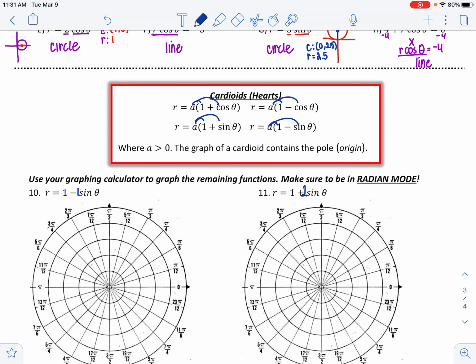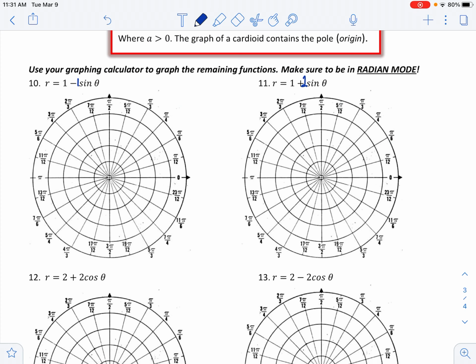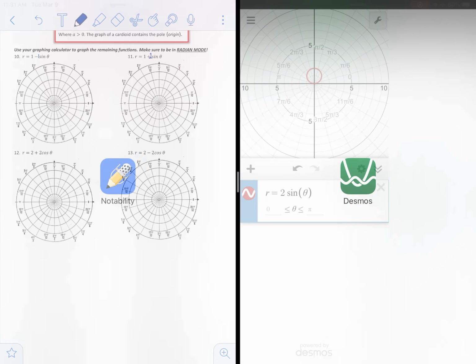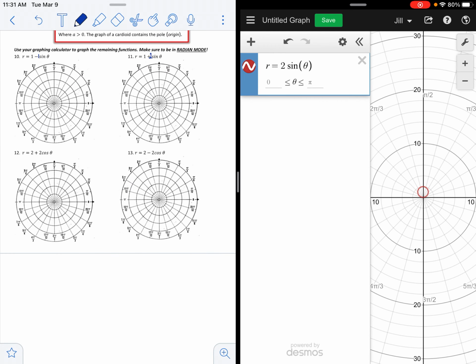Okay, we're going to put these directly into Desmos to see what these look like. We're not going to make tables. We're just going to see what a cardioid looks like, what axis it's on. That's what I want to know. So let's open up Desmos here.